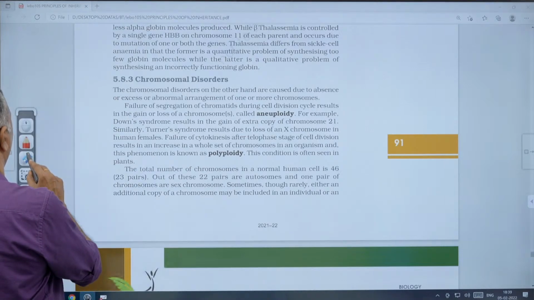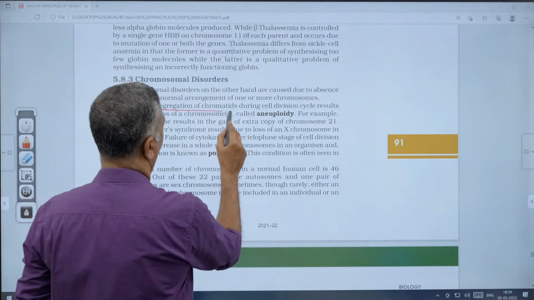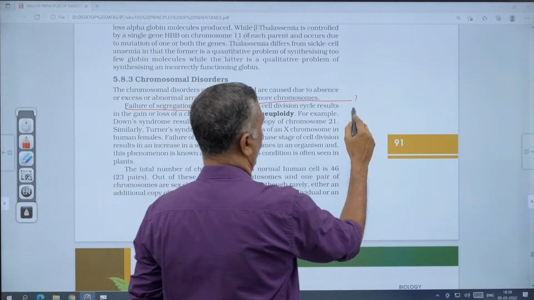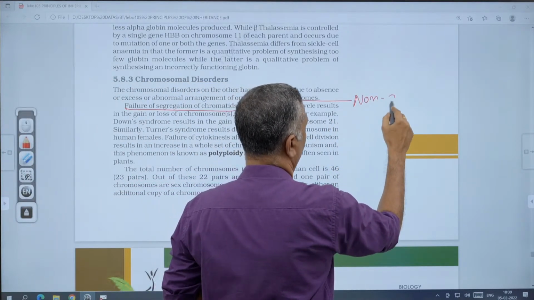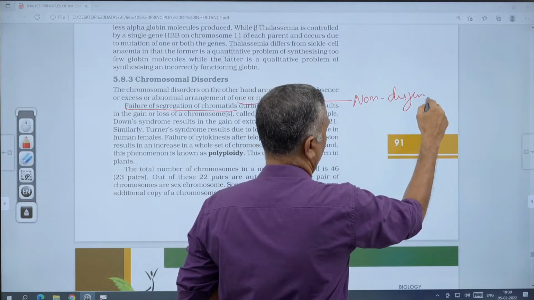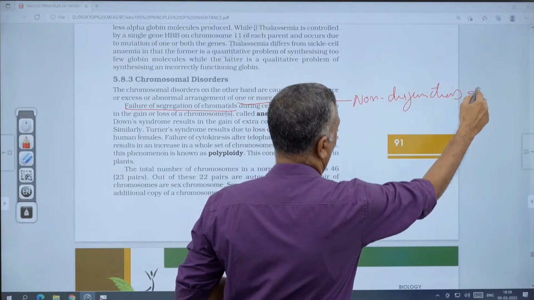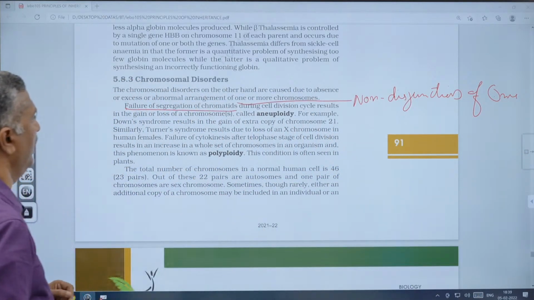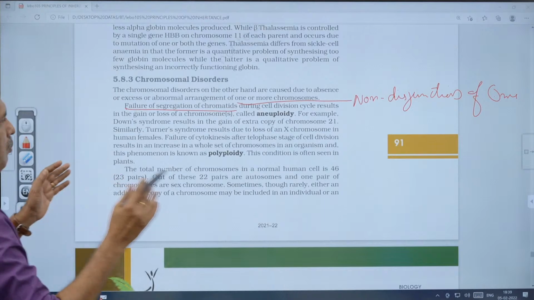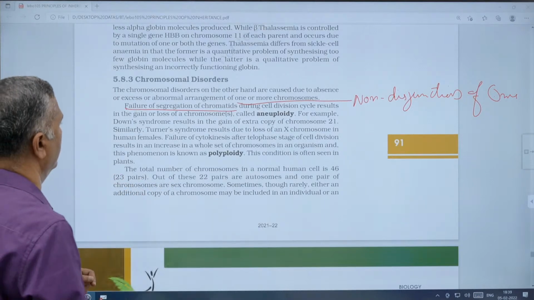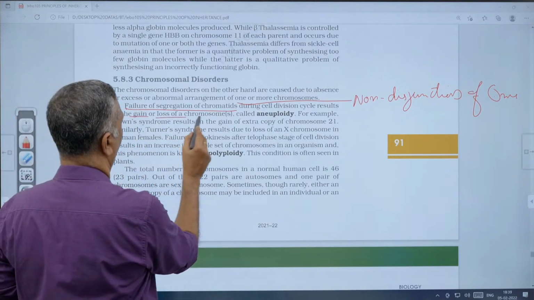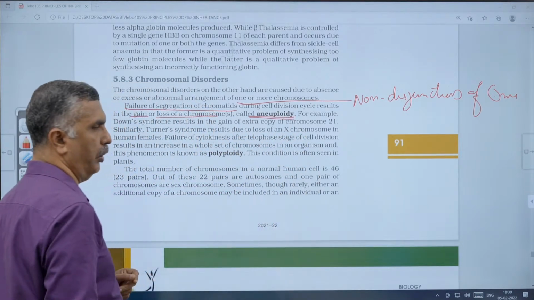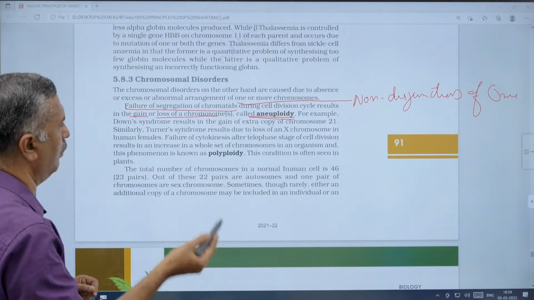So what we call this is failure of segregation of chromatids. It is called non-disjunction of chromosome. Failure of segregation of chromatids during cell division cycle results in the gain, increase or loss of a chromosome, which is called aneuploidy. So sometimes there can be more than one set, or fewer, right?